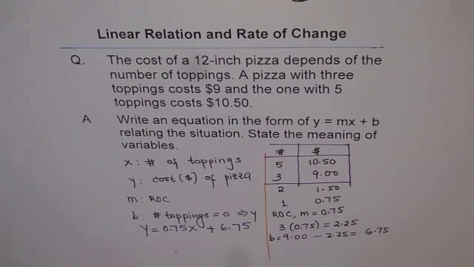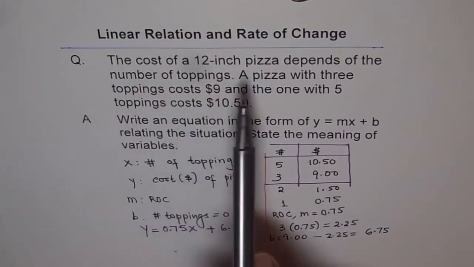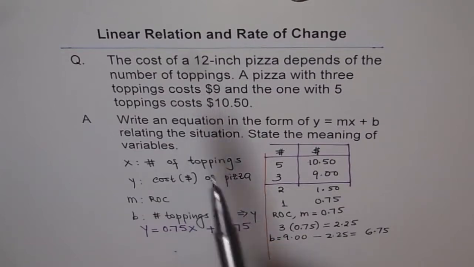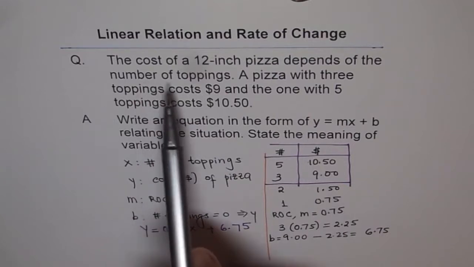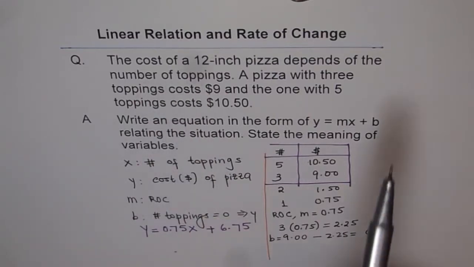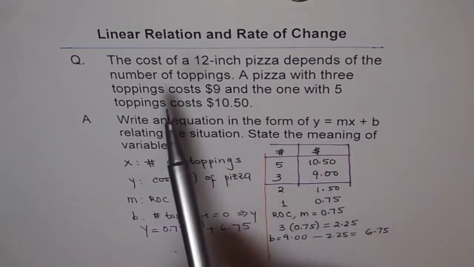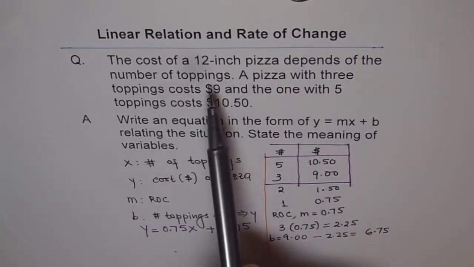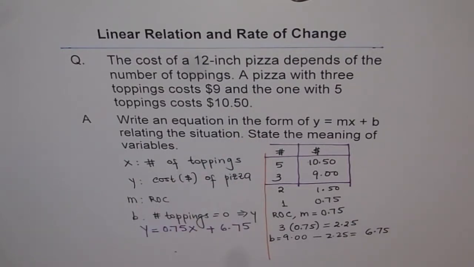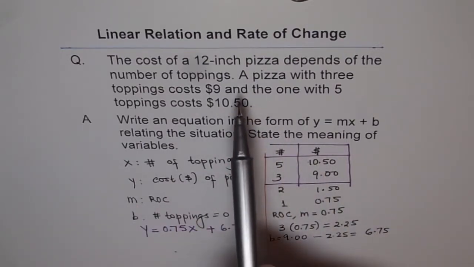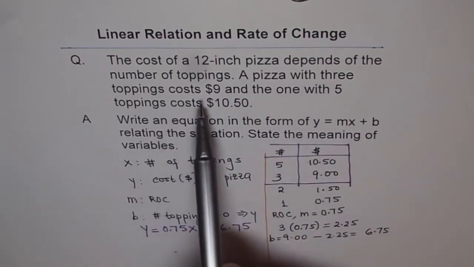I hope you understand it. Now let me summarize it a bit. First, let's read the question once again. The cost of a 12-inch pizza depends on the number of toppings. So that itself shows cost is one variable and number of toppings is the other variable. It says cost depends on the number of toppings, and therefore x is the number of toppings and y is cost in dollars. Correct?